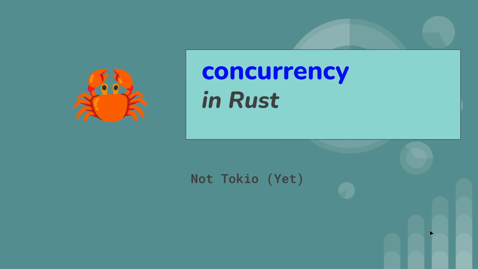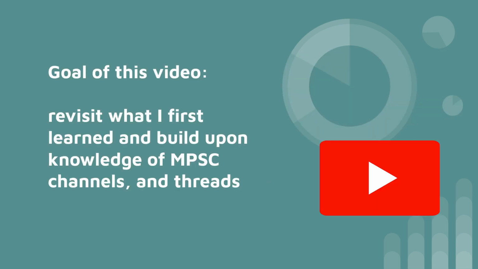Hello, let's look at concurrency in Rust. We won't be looking at Tokio. We'll be looking mainly at MPSC, multi-producer, single consumer channels. The goal of this video is to build upon what I've learned in the past, so this won't be an intro. It'll be just talking about the new things that I'm learning. One of which is dealing with timeouts, and the other is working with a function, putting your sender into a function.